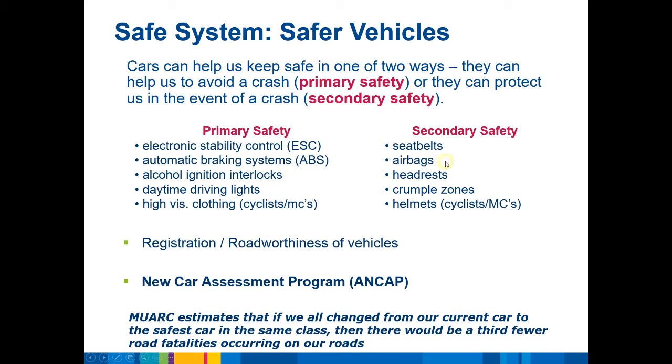After the crash has occurred, seat belts and airbags, these are obviously amazing benefits to our safety, as are headrests and crumple zones and helmets for cyclists and motorcyclists. As I mentioned before, cyclists and motorcyclists are still very vulnerable because a helmet is basically all they've got. They don't have any of the above. And they don't have anything electronic or automatic. They've basically got lights, high-vis, and helmets. That's their major safety stuff.